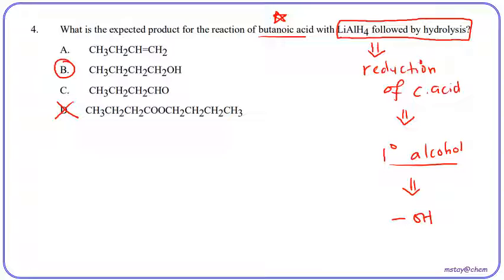Just recall this option C: when you see the formula CHO, it means that it is C double bond O, H.